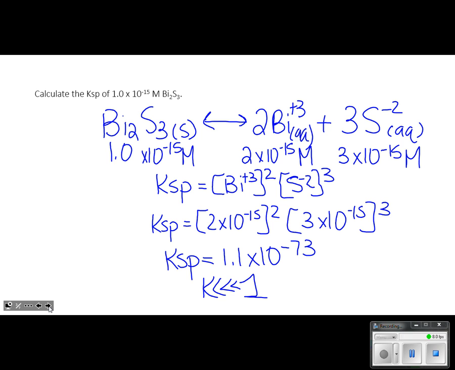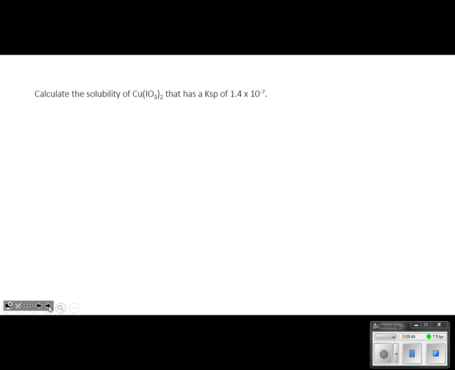The other type of problem that we can do is we can actually work back and solve for the concentration, find out what the molarity would be. And that's the next problem that I would like to show you. We want to calculate the solubility of copper 2 iodate that has a KSP of 1.4 times 10 to the negative 7th. So you can definitely see a difference in this problem because the last problem we were given a molarity and we were going for the KSP. Now we have the KSP and we're going back to the solubility.